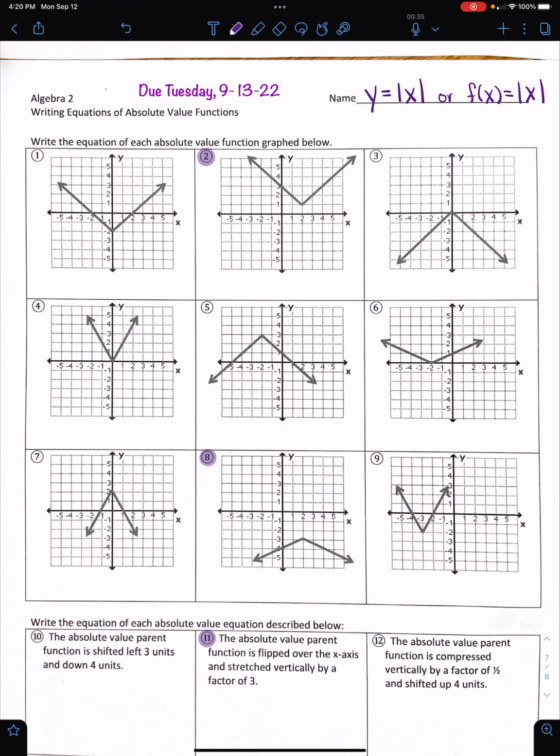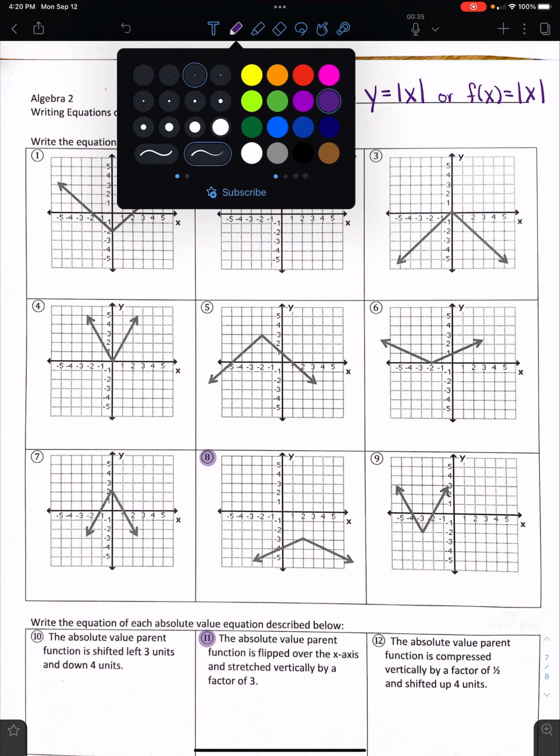I'm going to be looking at equations 2, 8, and 11. Sorry, graphs or information about equations 2, 8, and 11. And then we are going to create an equation for each of these.